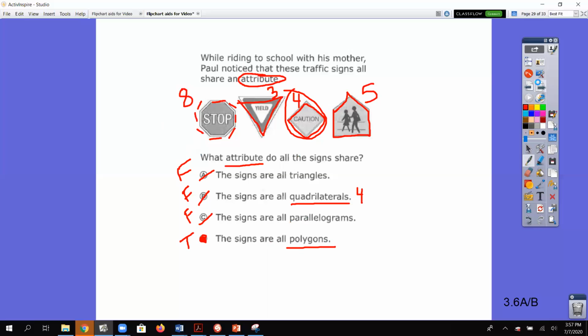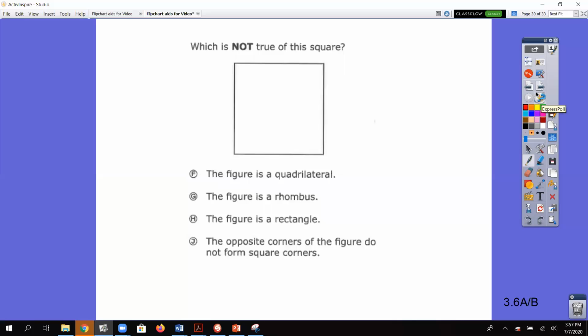Okay, I'm going to do one more. Which is not true? When it says not true, that means you're looking for the false one. Not true means false. Which is not true of this square? Well, we know that's a square. They already told us it's a square. It's a quadrilateral, has 4 sides, and it's a polygon, a 2D figure. The figure is a quadrilateral, true or false? We know that's true. It has 4 sides. So we're looking for the false one, so it can't be that one.